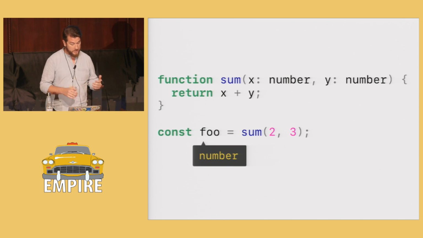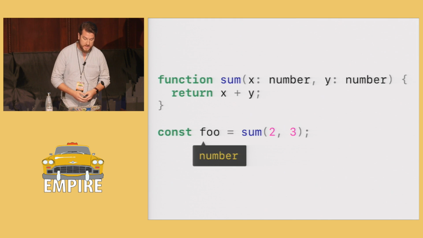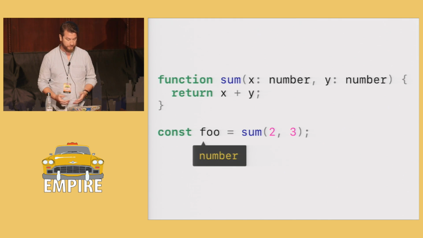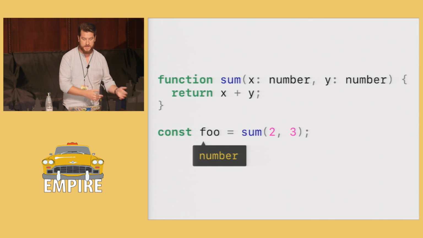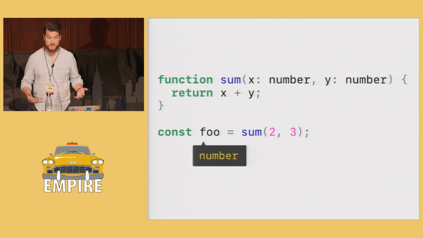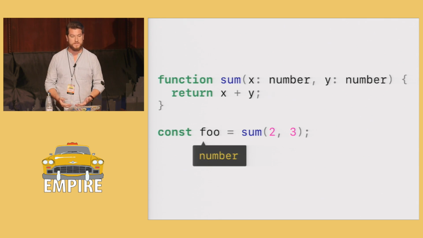We can also annotate functions and their inputs and outputs. Here we say that sum is a function that takes in a number x and a number y. We can infer that the plus operator, when used with a number on the left-hand side and a number on the right-hand side, returns a number. So we know in this example that foo is also of type number.